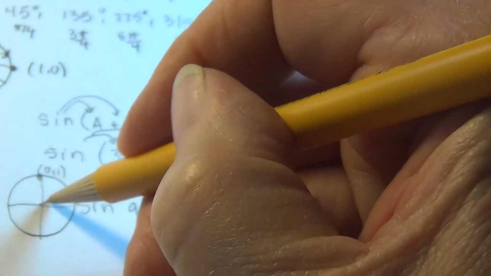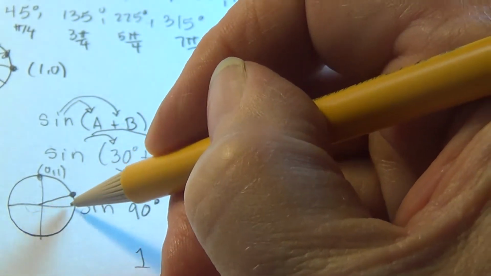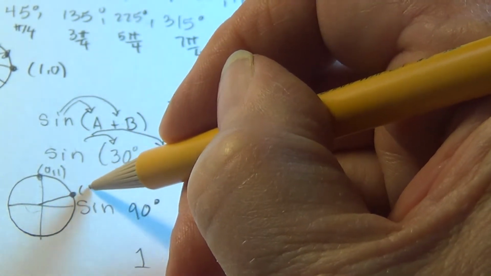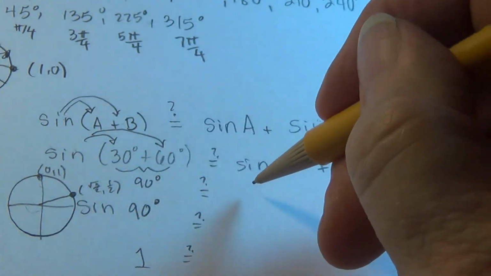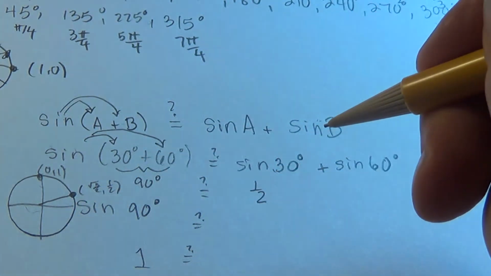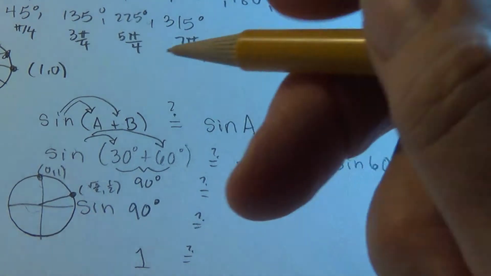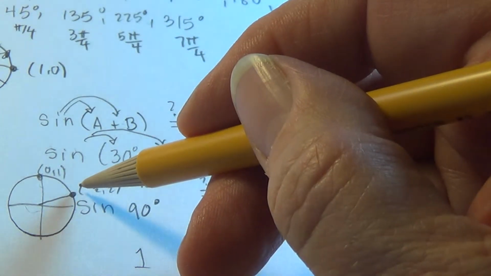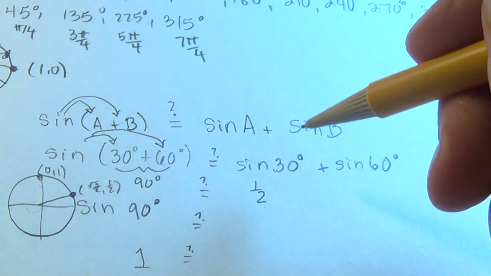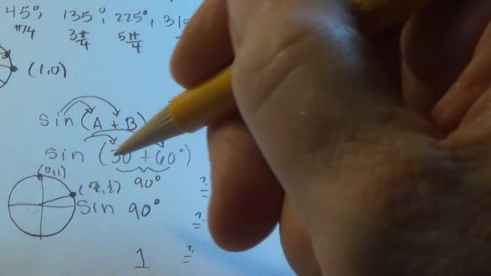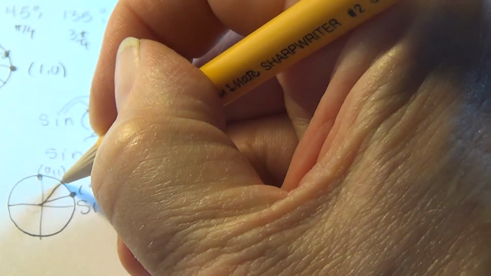So sine of 30 is right there. That is square root of 3 over 2, 1/2. So the sine is 1/2. Go over square root of 3 over 2 and up 1/2. So the sine is 1/2. What about up here?